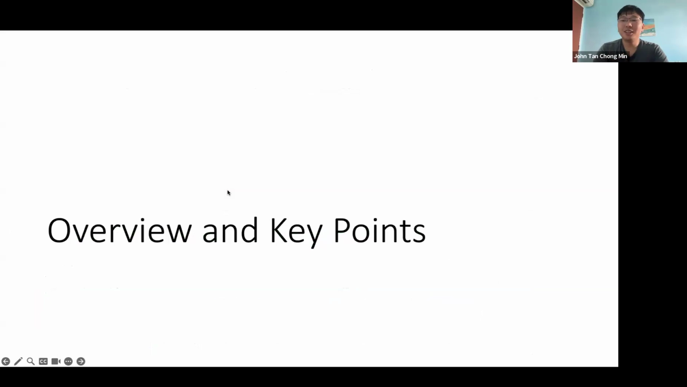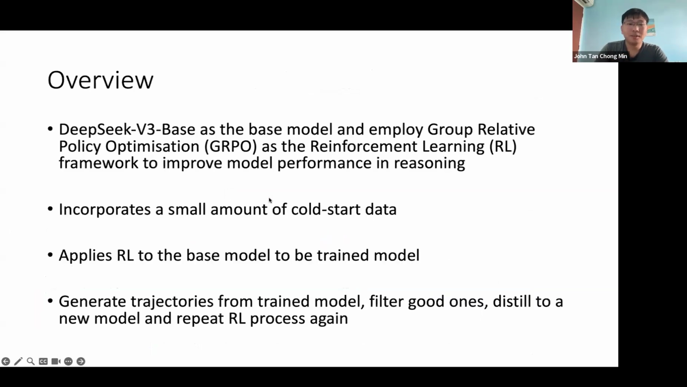All right, let's move to the main point of the paper. So what is DeepSeek? DeepSeek basically builds on their previous model called DeepSeek V3 base. And basically what they do is they employ this group relative policy optimization in order to improve the model performance in reasoning.